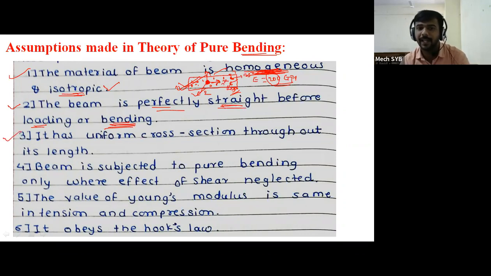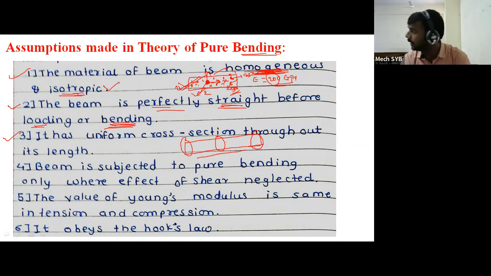Then third, it has uniform cross sectional area throughout its length. Means, for example, this is your rectangular structure of the beam. Okay, so this is the rectangular structure of the beam. So whatever the cross section area is present at the left side, same amount of cross section area should be present at the center of the beam and same amount of cross section area should be present at the right side. Means from left side to the right side, this beam should have uniform cross sectional area.